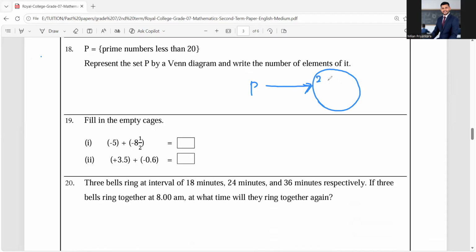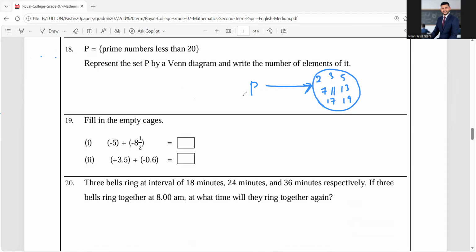You see now, first 2 and 3, 5, 7, 11, 13, 14, 15, 16, no, and 17 and 19. These are prime numbers. So if you write 1 within this, your whole answer is wrong, right? Because 1 is not a prime number. 1 is not a prime number.